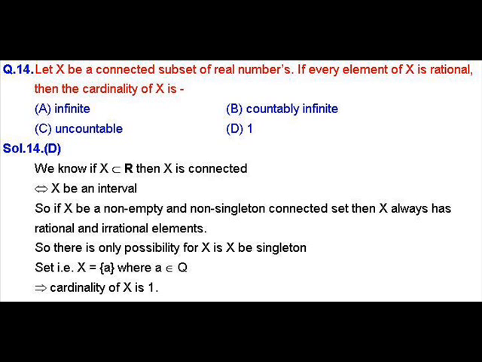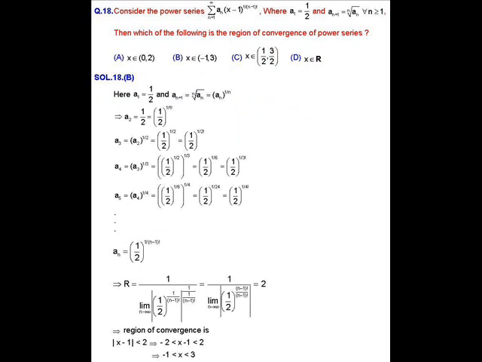But since every element of X should be a rational number, the only possibility for X is a singleton set. So clearly the cardinality of X is 1. So only 1 is the correct answer. That is, option D is correct. Solution of question number 18.